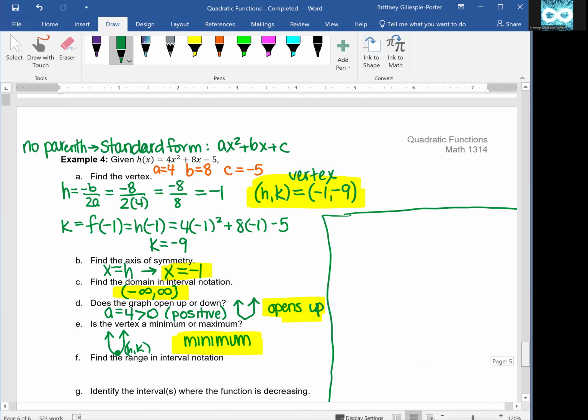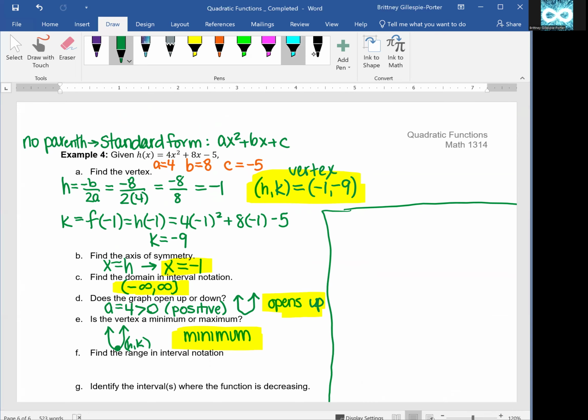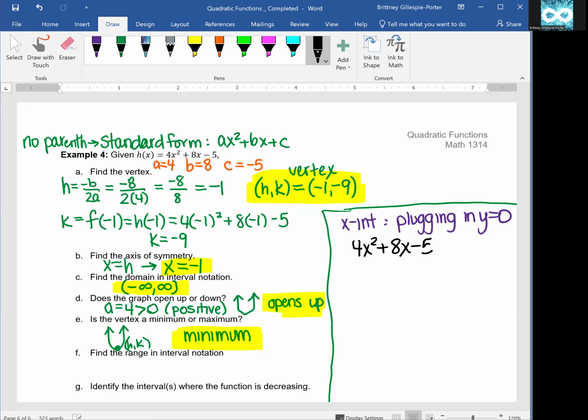So our x-intercept, remember we find an x-intercept by plugging in y equal to 0, which is the same thing as setting our equation equal to 0. So we are going to take our equation, 4x squared plus 8x minus 5, and we're going to set that equal to 0.